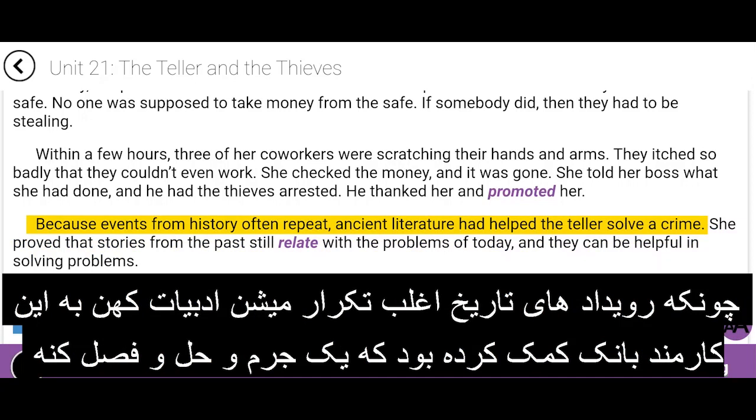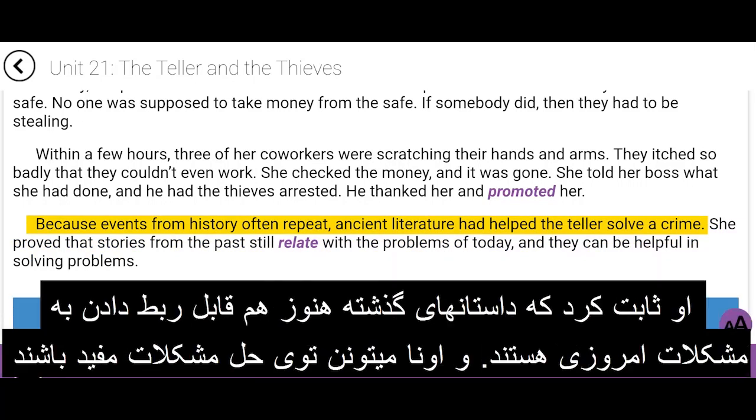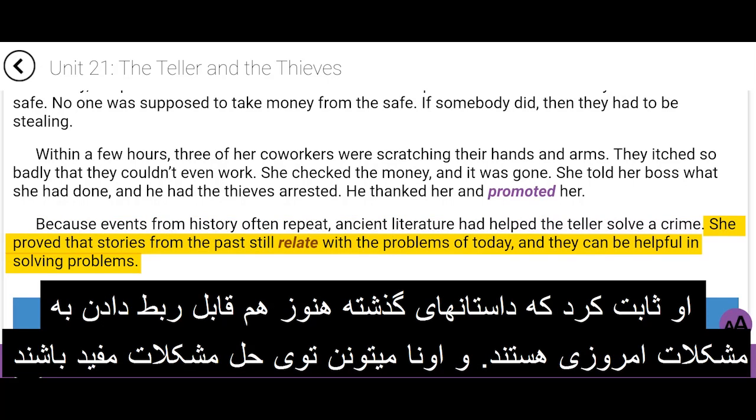Because events from history often repeat, ancient literature had helped the teller solve a crime. She proved that stories from the past still relate with the problems of today, and they can be helpful in solving problems.